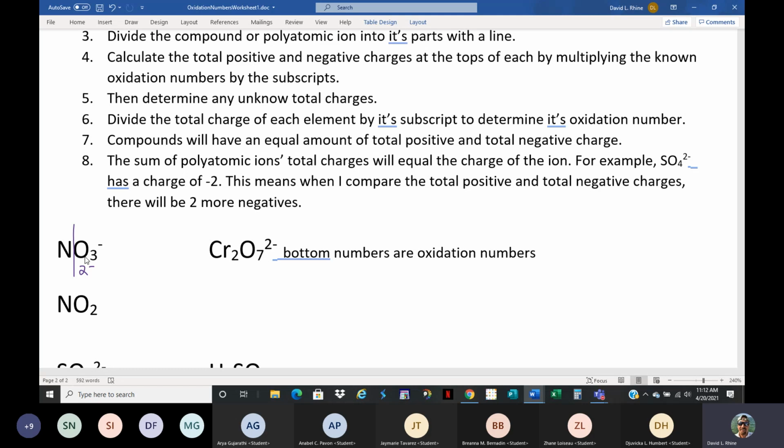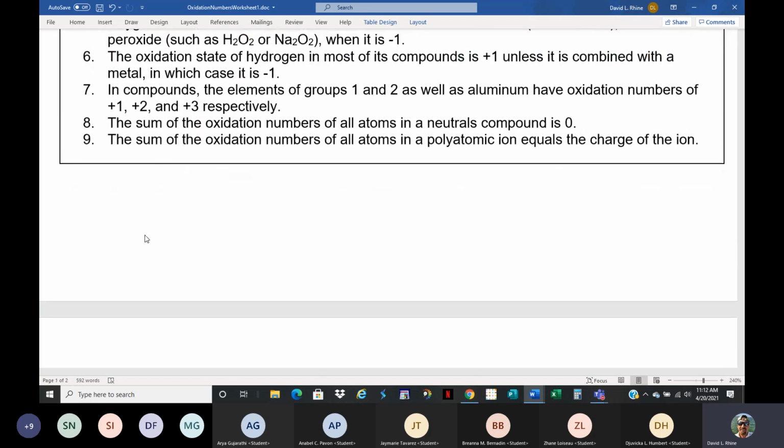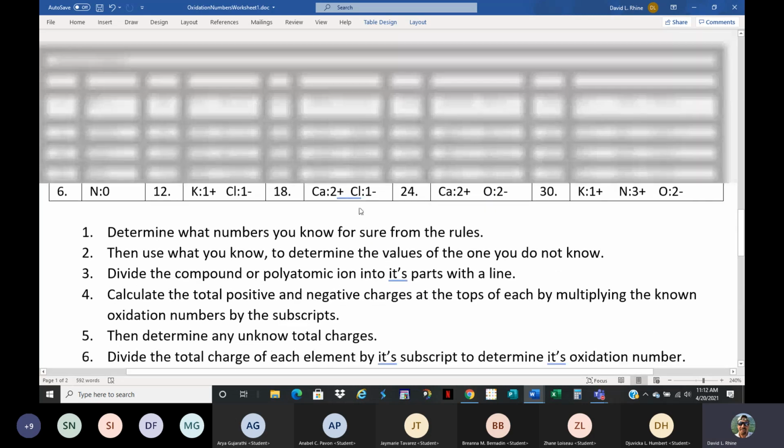So what we're doing is figuring out what we know and using the rules to figure out the unknown, and the unknown is nitrogen. So 2 times 3 gives us 6. That's the sum of the negative charges: the sum of the negative charges is 6 minus. According to rule number 9, the sum of the oxidation numbers of all atoms in a polyatomic ion equals the charge of the ion. What is the charge on this ion?